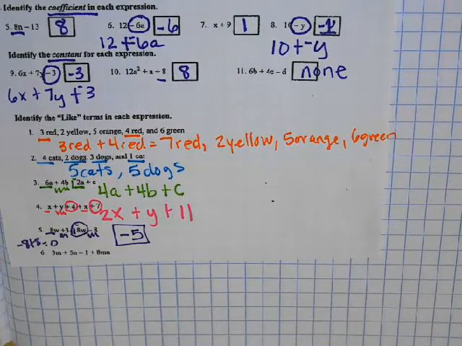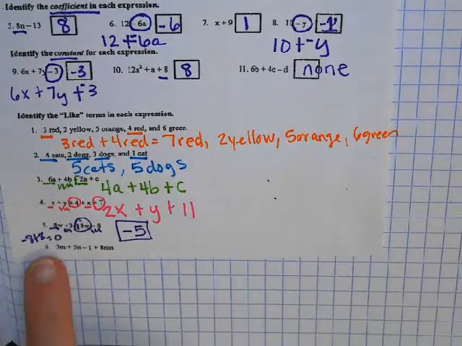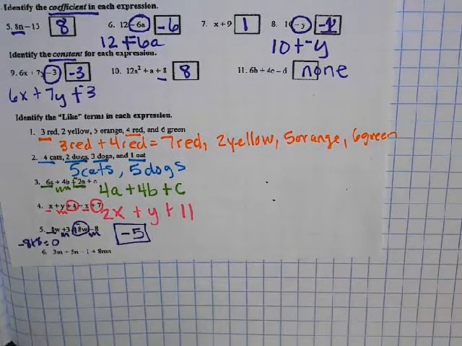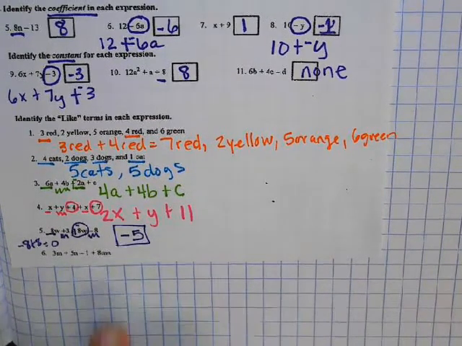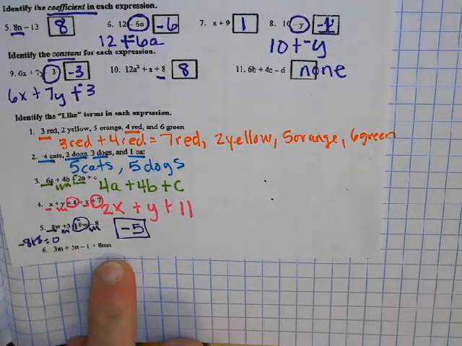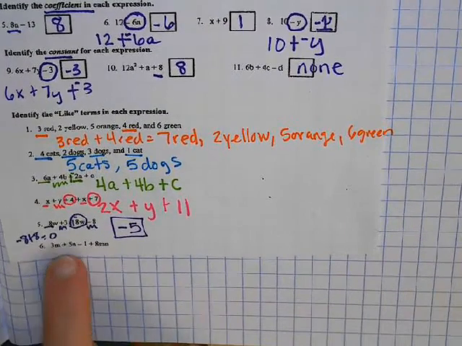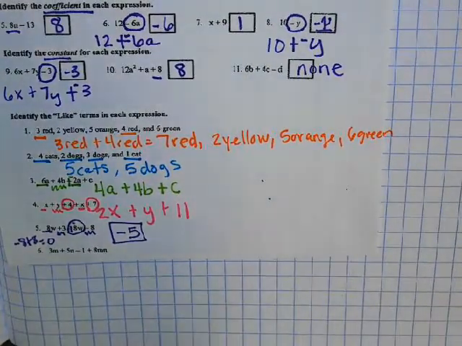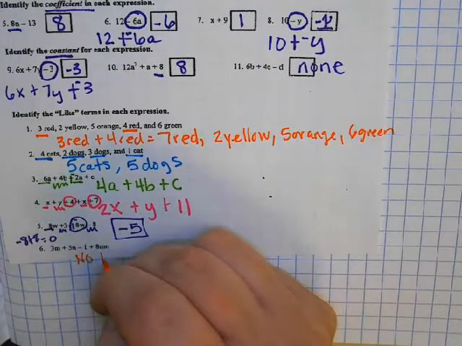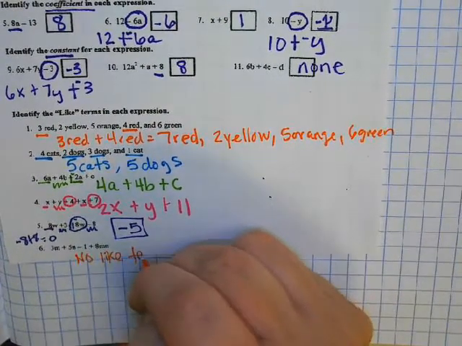Number 6, our last one here. 3m plus 5n minus 1 plus 8mn. Well, this is 8mn's. These are just m's and n's separate. There are no like terms here. We cannot combine anything.